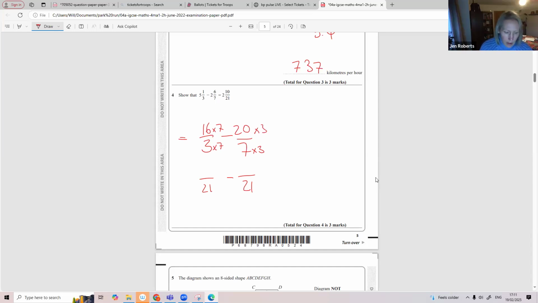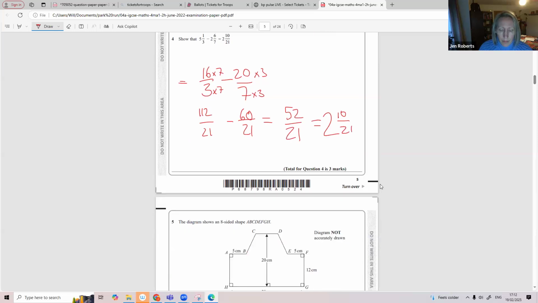16 times 7 is 112. 20 times 3 is 60. Subtract them, gives you 52 over 21. Change it to a mixed number fraction. How many 21s are in 42? 21, 42, it's 2, right? And 10 left over. You have to have this final step to get your last mark there.